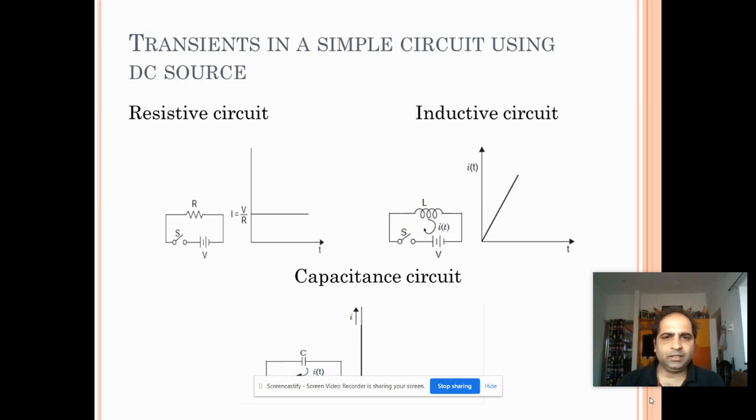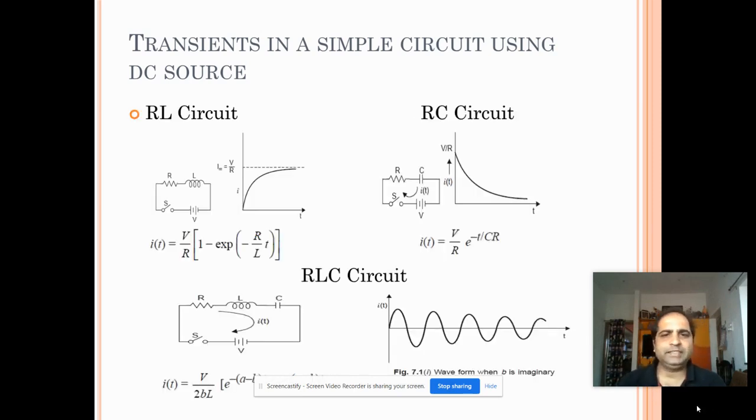To illustrate how the transients occur in a simple circuit using a DC source: for a resistive circuit, the graph is as shown. For an inductive circuit, the graph is as shown in the diagram. And for the capacitance circuit, whenever a DC source is applied, the graph of I versus t is as shown in the diagram. Transients in a simple circuit using DC source.